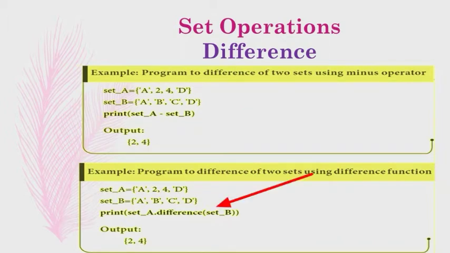See the next example, program to find the difference of two sets using the difference function. Here we are going to use the difference function to find the difference between two sets. Set A is equal to {A, 2, 4, D}, set B is equal to {A, B, C, D}. Next print statement, set A dot difference. This is the difference function, within the parenthesis set B is given, okay. So the output is 2, 4, okay.